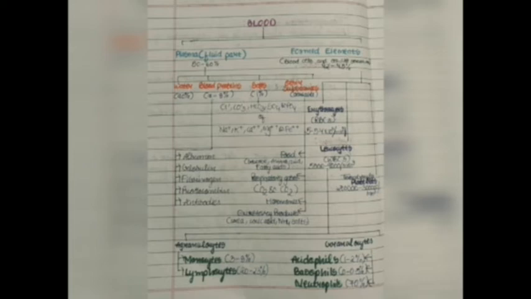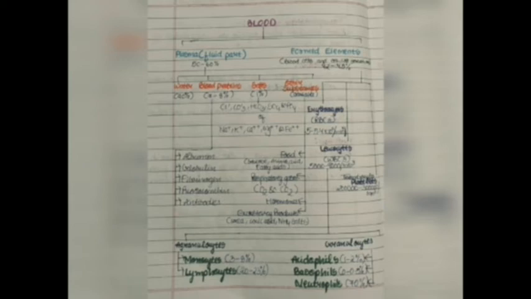Formed elements. In the category of formed elements, there are three types of blood corpuscles. The first is the red blood corpuscles, which are also known as erythrocytes. The second is the white blood corpuscles, which are also known as leukocytes. And the third is the platelets, which are also known as thrombocytes.